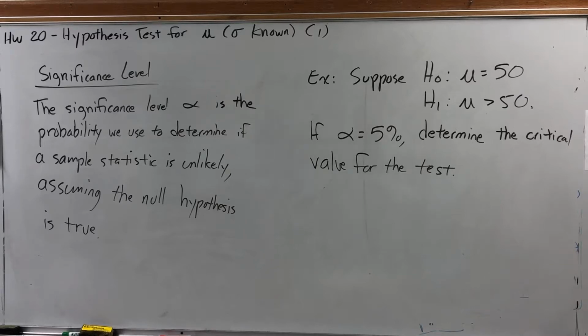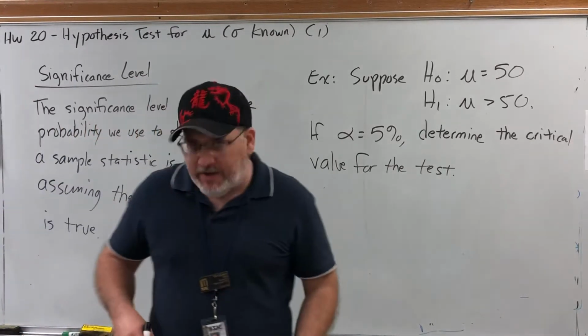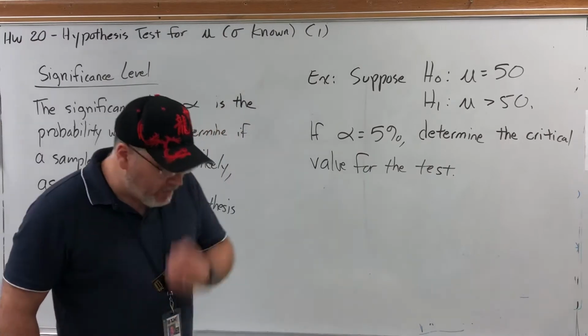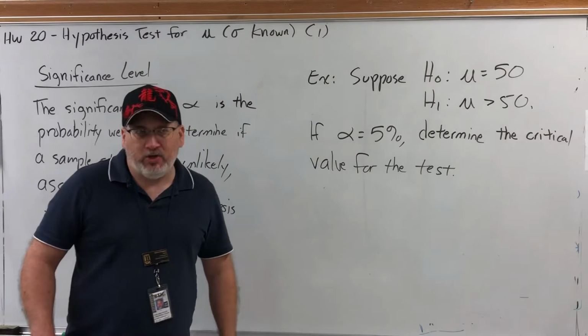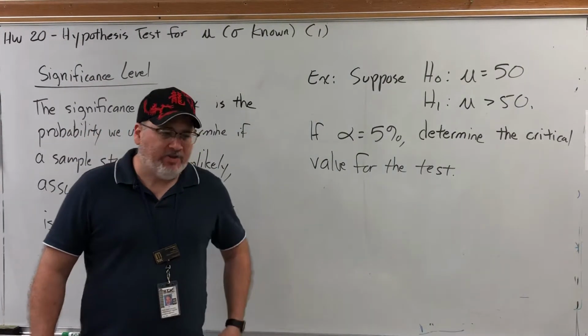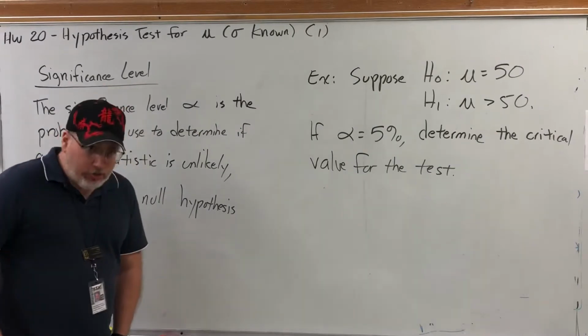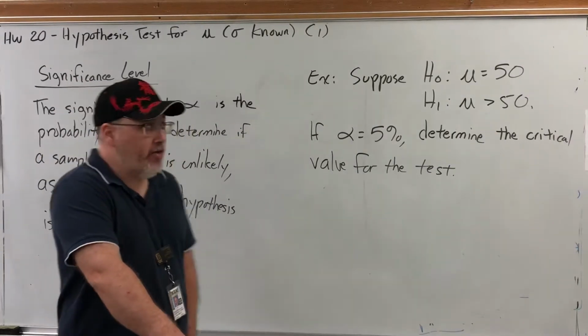Homework 20, hypothesis test for mu, sigma known, video 1. In the previous series of videos, we discussed the basic concepts of hypothesis testing: what a null hypothesis was, what an alternative hypothesis was, what type of test was dictated by the alternative hypothesis, how to state a conclusion, and how to identify a type 1 and a type 2 error.